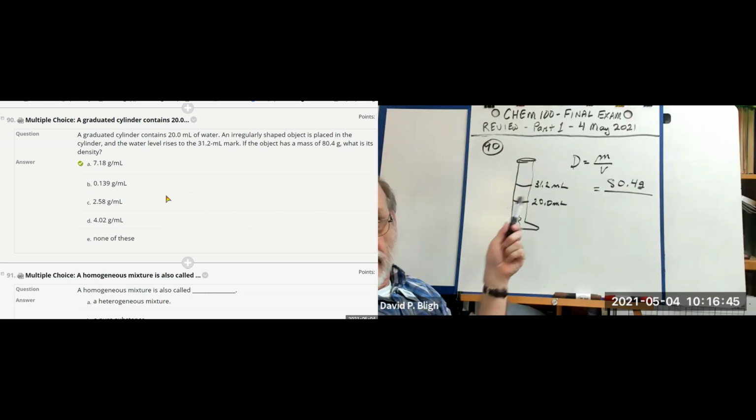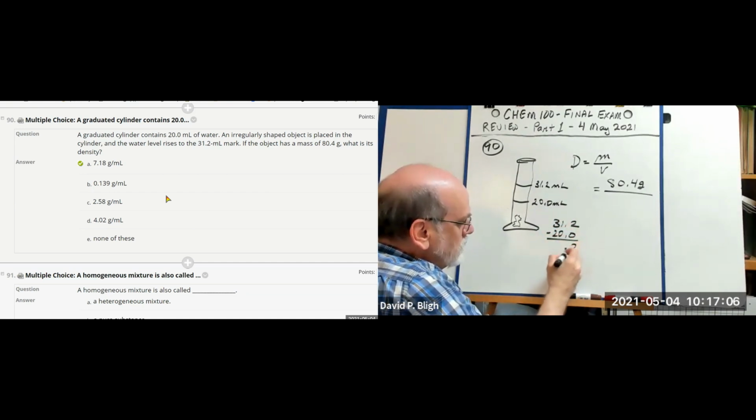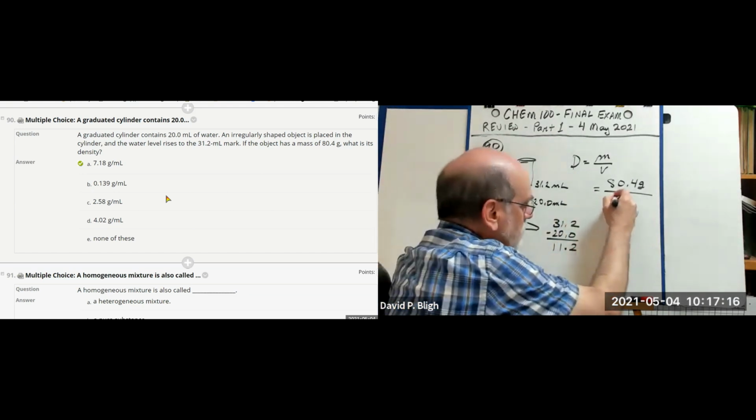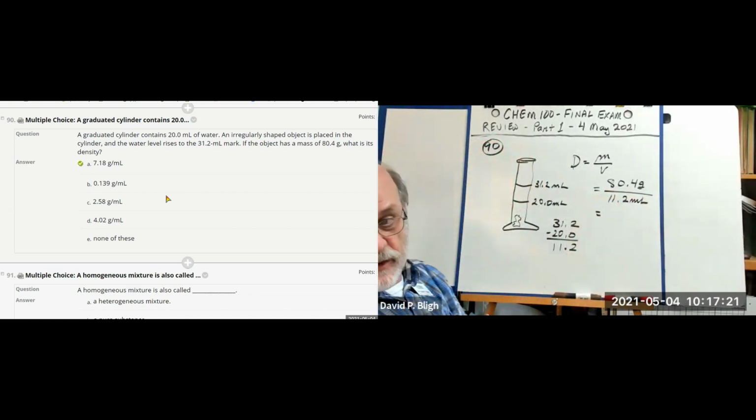Well, it's the difference between the volume before and after, right? You put that object in there, why did the water rise? Because that object displaced some of the water. And it displaced how much? 31.2 minus 20 equals 11.2. Right? Because the decimal's here, we can keep all of it, 11.2 milliliters. Now that calculation has 3 significant figures.